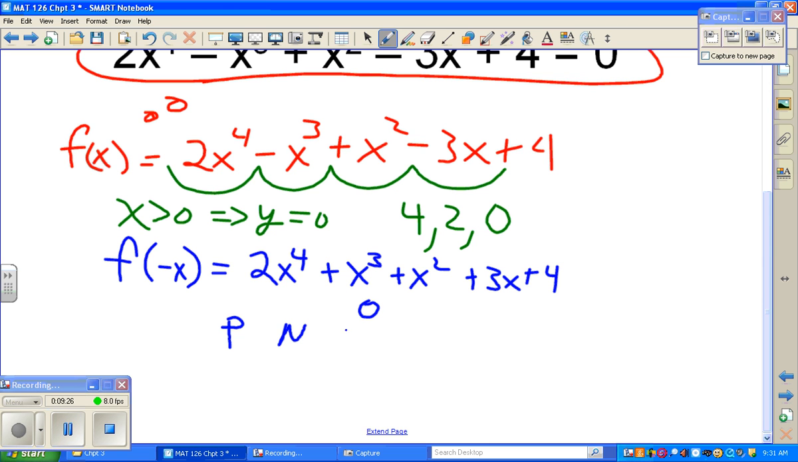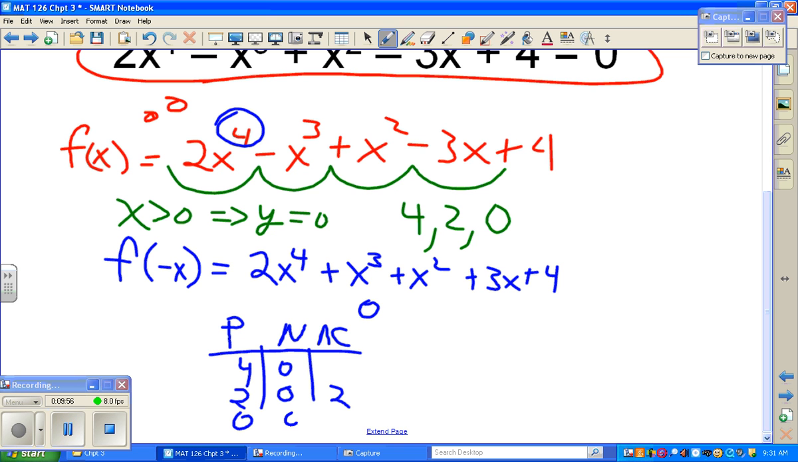So P and C. I can have 4 positives, 0 negatives. What's the order of the polynomial? Yeah, order or degree is the same thing as 4. That adds up to 4, doesn't it? So we're in good shape. Or I could have 2 positives. How many negatives can I have? 0. And how many non-real complex? 2. That makes 4. And finally, I could have no positives, no negatives, and 4.